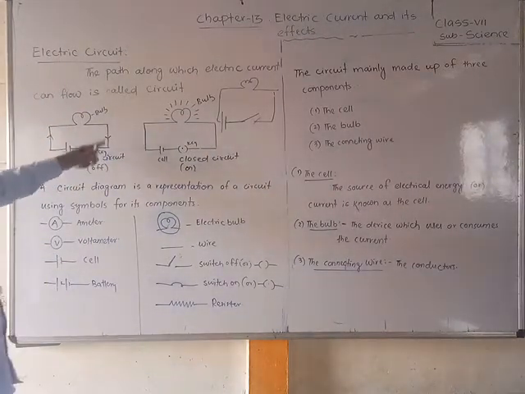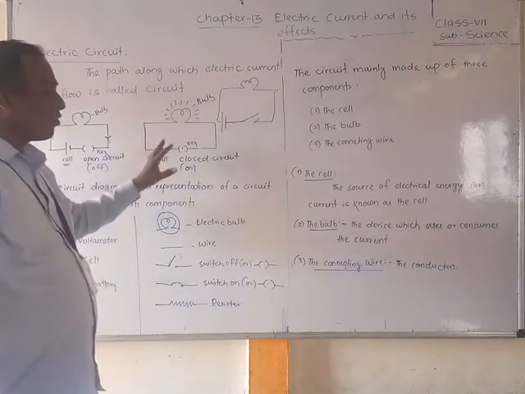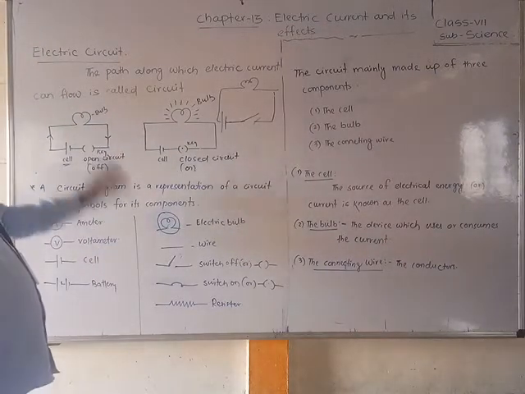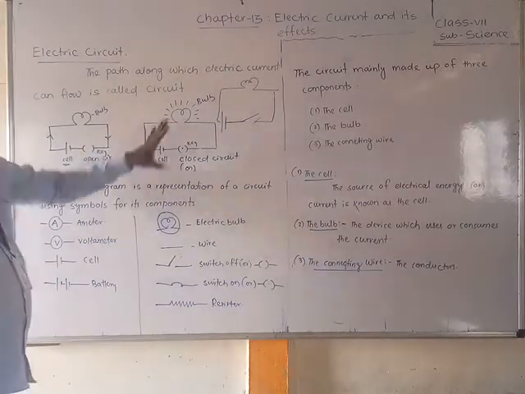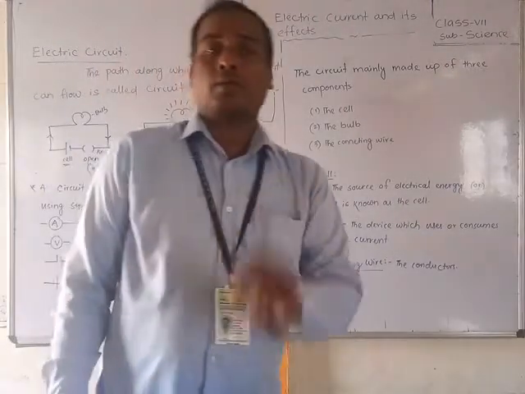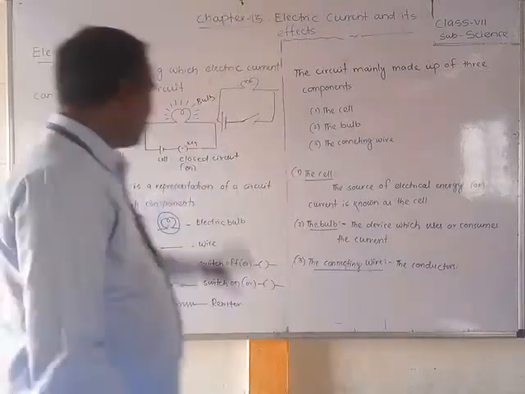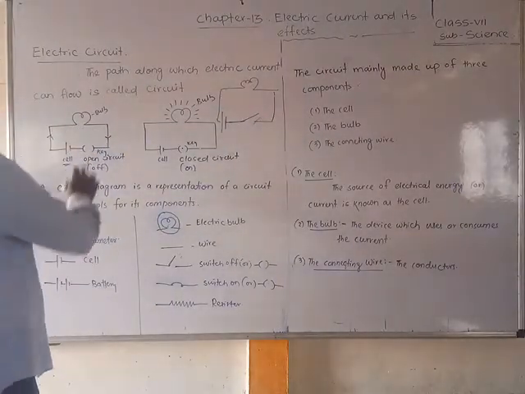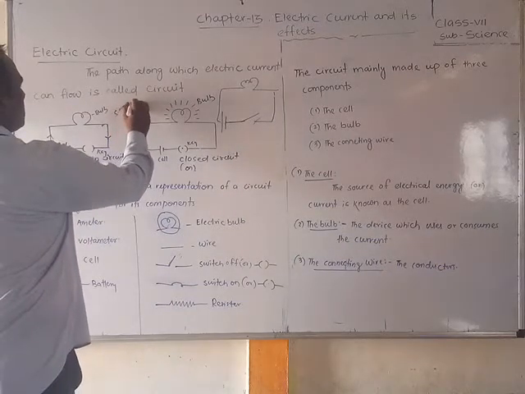This is the path along which electric current can flow. In this path electric current cannot flow. In this path also electric current cannot flow. This is called an electric circuit. Mainly three things are required: a bulb, a connector, and a cell. With these three things we can make a simple circuit. There are many complicated and complex circuits, but mainly only three things are required for this. So this is also called a simple electric circuit.